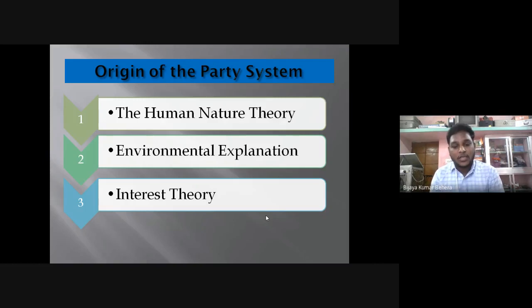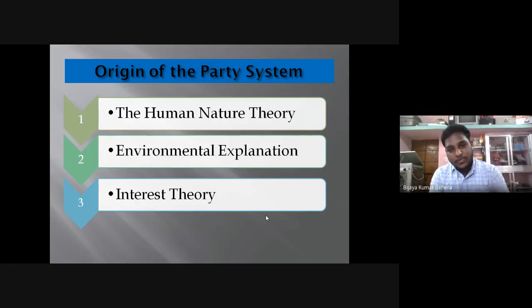The last one is the interest theory. This theory is based on the basic assumption that various parties are formed on the basis of various interests. The name indicates the meaning: people have certain interests, and in order to fulfill them, these interests grow out of their personality, culture and environment. Each and everybody tries to fulfill their interests, their demands, their cultural needs. Everyone has some interest, and to fulfill it they form political parties. So these three are the explanations of the origin of the party system.